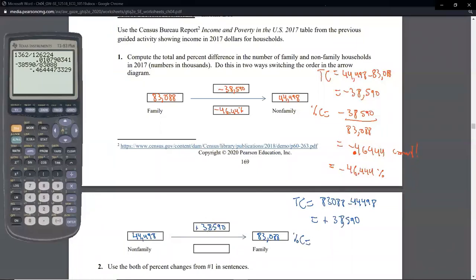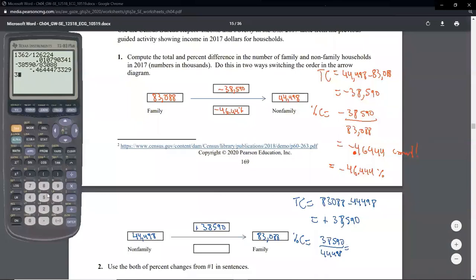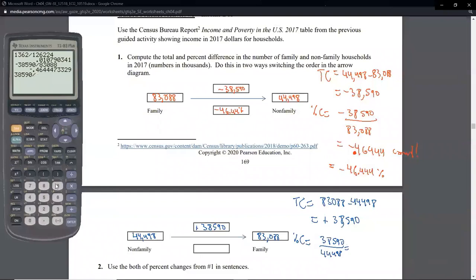Then the percent change, we take the total change and we divide it by the original. So 38,590 divided by 44,498. And we get 0.86 and so on. Converting this, you'll end up with 86.72 percent, which rounded to 2 decimals is 86.72%. And that's an increase.